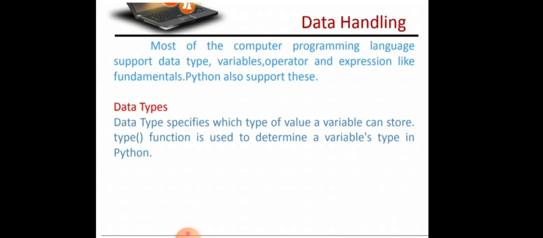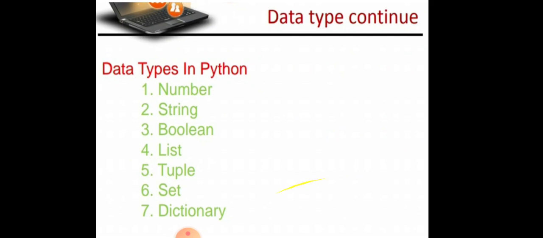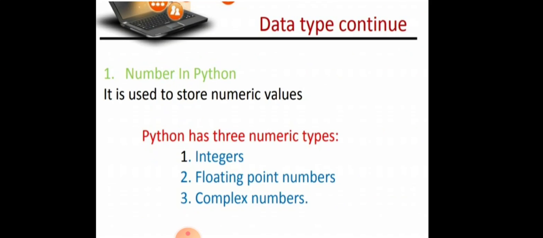Then we have data types. A data type specifies which type of value a variable can store. The type function is used to determine a variable's type in Python. Now, the different data types in Python are number, string, boolean, list, tuple, set, and dictionary. Numbers in Python are used to store numeric values. Python has three numeric types: integers, floating point numbers, and complex numbers.